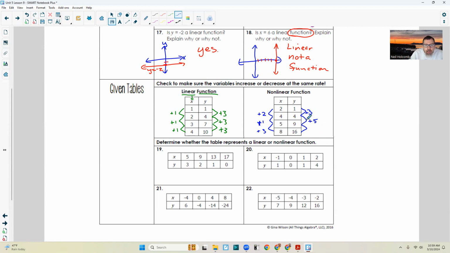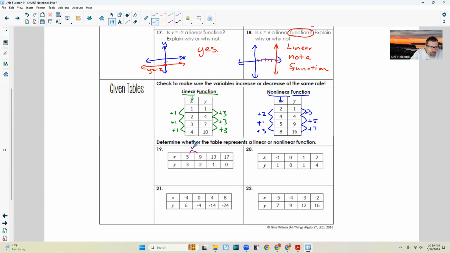All right, so from 9 to 16, that's a change of 7. So 2, 1, 3, 3, 5, 7, obviously different, so they're non-linear. But it is a function because x's do not repeat. Okay, so here we go with x's. From 5 to 9, now it says determine whether the table represents a linear or non-linear function.